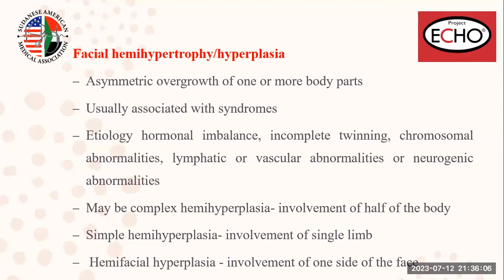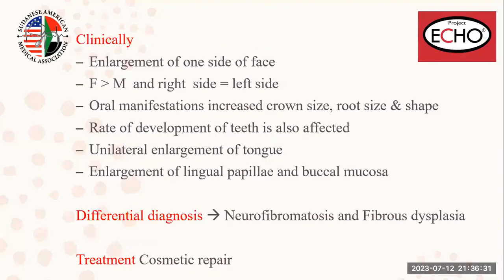It may be complex hemihyperplasia, which has an involvement of the entire half of the body, or it might be simple hemihyperplasia, which involves only a single limb, whether it's a lower limb or an upper limb. And we have hemifacial hyperplasia, which involves one side of the face. So clinically, it lies in the name. We have an enlargement of one side of the face. Females are affected more than the males, and the right side is affected more than the left side. But it's not in 100% of the cases.